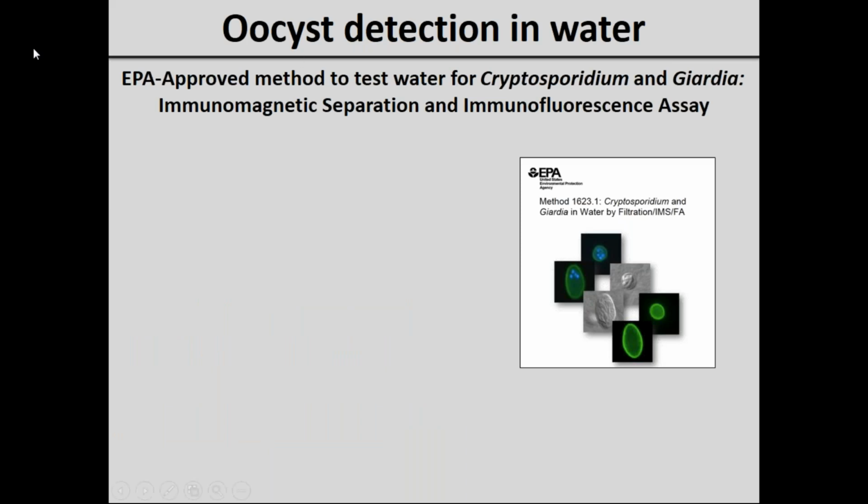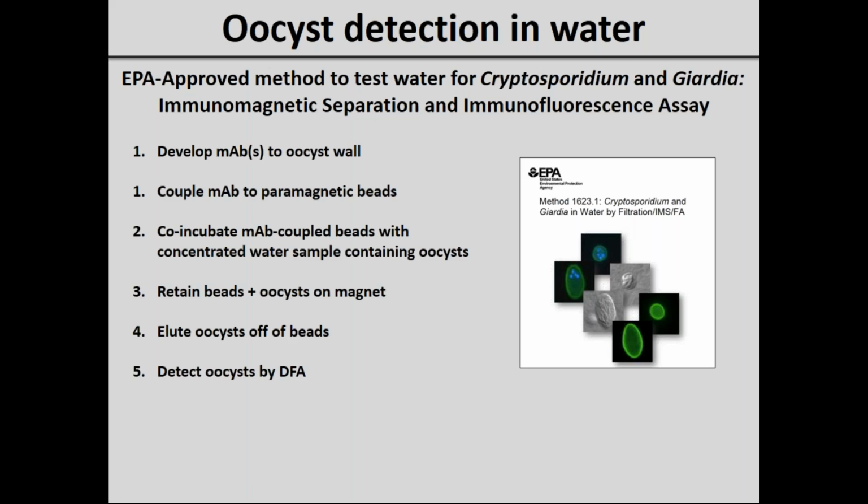As a bit of background, the way that we test water for Toxoplasma, I was hoping to model after the EPA-approved environmental method that's used for Cryptosporidium and Giardia testing. The steps there were to develop monoclonal antibodies to the oocyst wall. You couple those antibodies to paramagnetic beads.